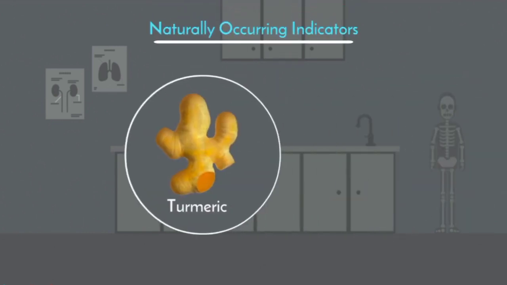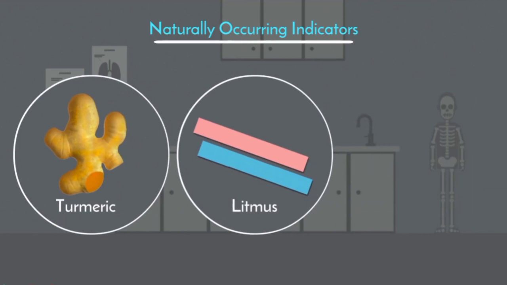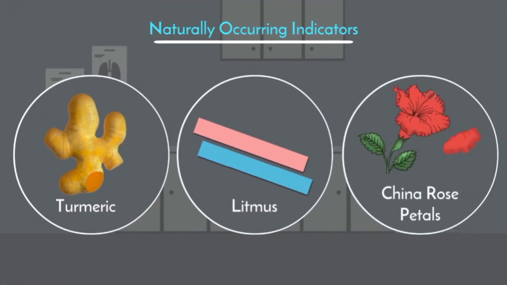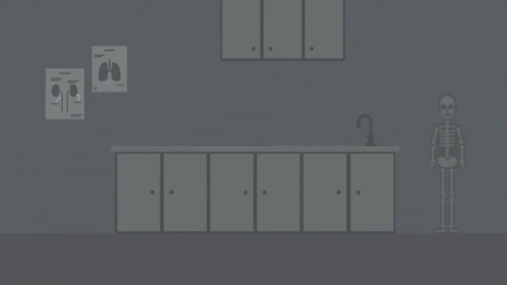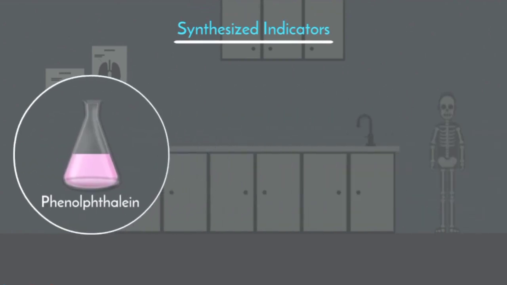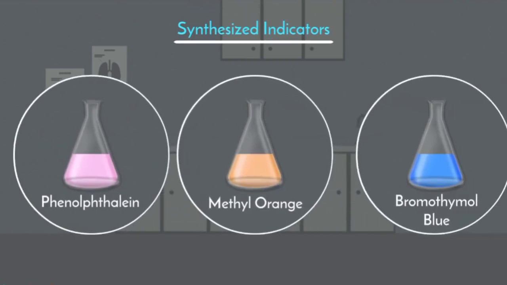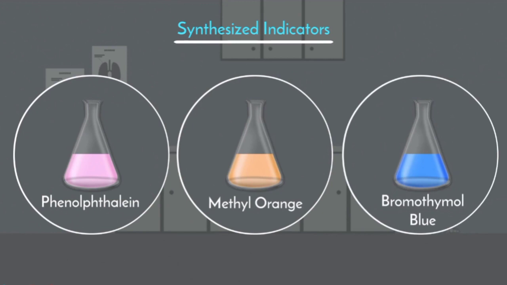Naturally occurring indicators are turmeric, litmus and China rose, also known as hibiscus. The petals of the China rose are used as an indicator. Some synthesized indicators are phenolphthalein, methyl orange, and bromothymol blue. These are the synthesized indicators.